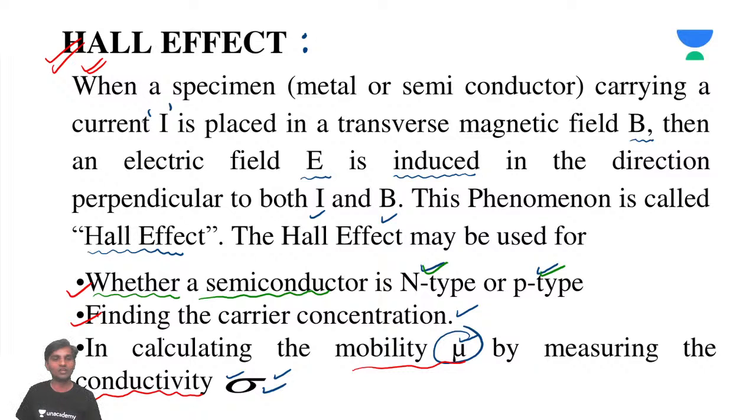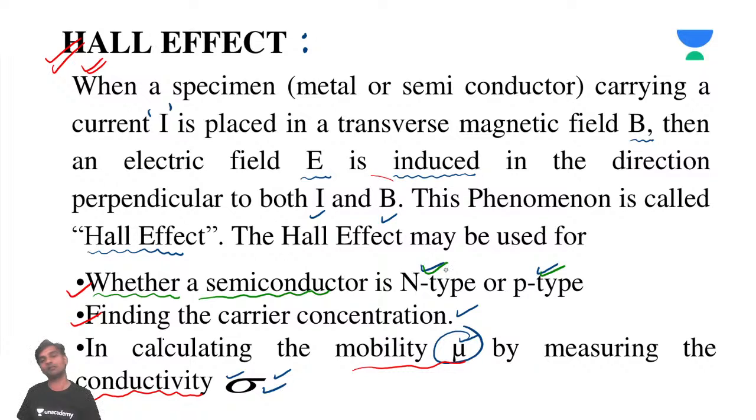So the Hall effect. What does the Hall effect say? When a specimen carrying a current I is placed in a transverse magnetic field B, it induces an electric field E, which is perpendicular to both I and B. And this phenomenon is called the Hall effect.